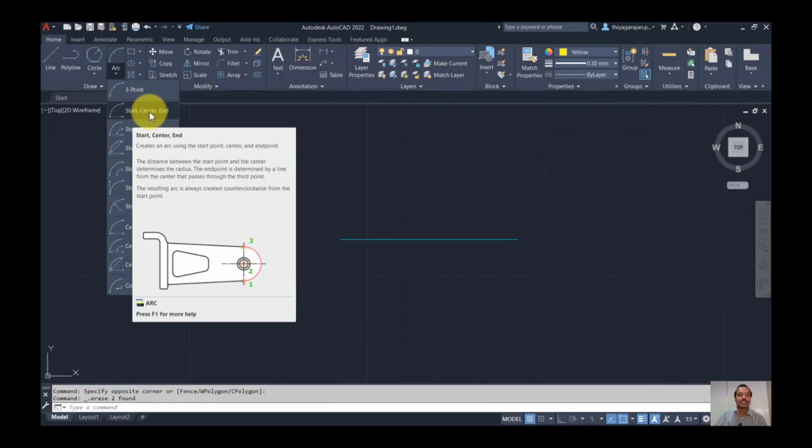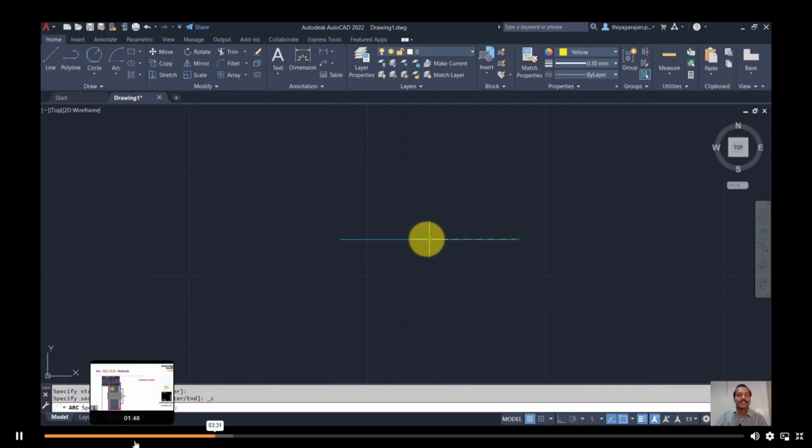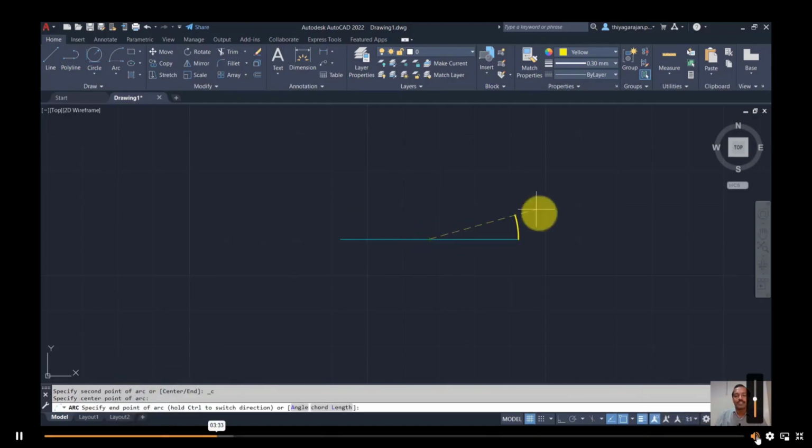Let me choose this. First I'm going to give the start point. Let me take this line of length 50 mm; on the right side I'm going to take this as my start point. Now it is asking for the center point. What is my center point? Let me take the midpoint of the line as the center of my arc. Just click, just move the mouse.